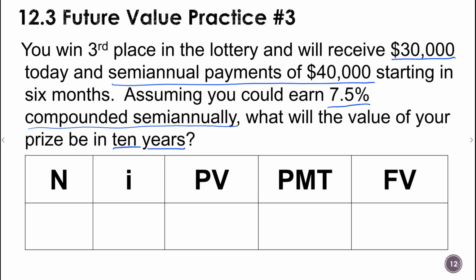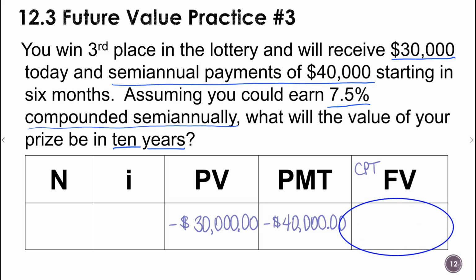Alright, so let's fill out the chart. You will receive $30,000 today, so that is present value. And then semi-annual payments of $40,000. So twice a year you will get $40,000. So those are payments. And we're looking for future values, so that's what we will be computing, right? We will be finding this.